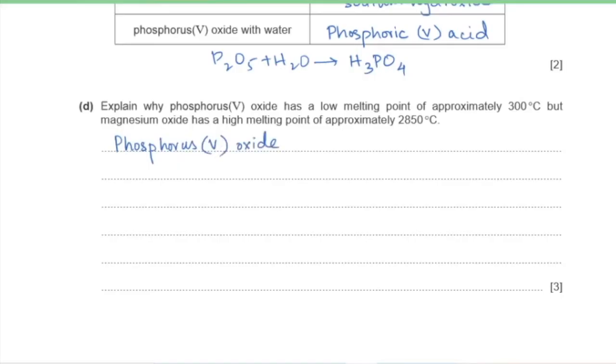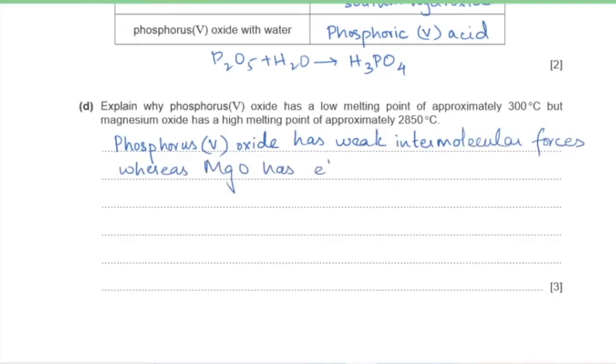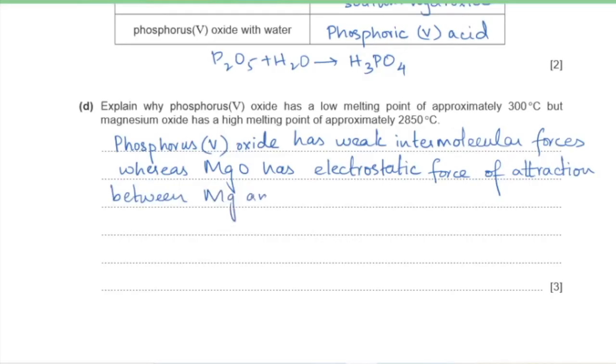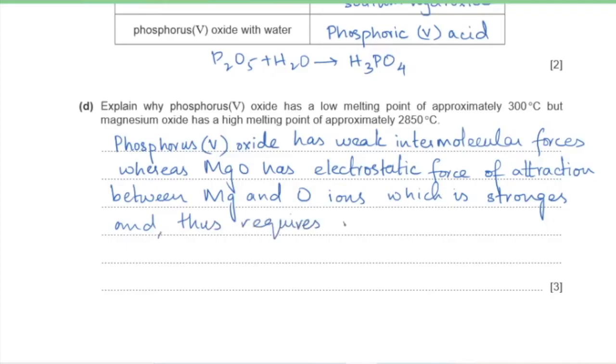5 oxide has weak intermolecular forces, whereas magnesium oxide has electrostatic forces of attraction between Mg and oxygen ions, which is stronger and thus requires greater energy.